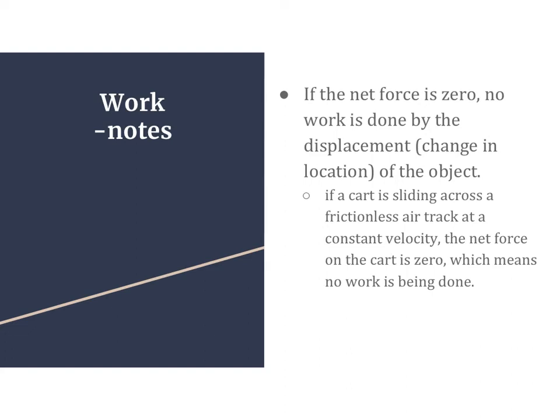Likewise, if the net force is 0, then no work is being done. So again, the idea of net force. If the system is in equilibrium, meaning the forces are all balanced, then the net work done on the system is 0. A cart sliding across a frictionless air track at a constant velocity has a net force of 0, so there's no work being done on that particular system.